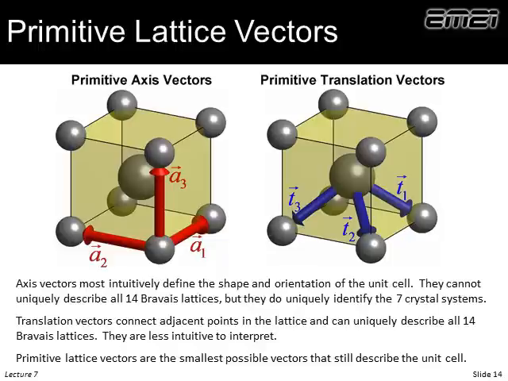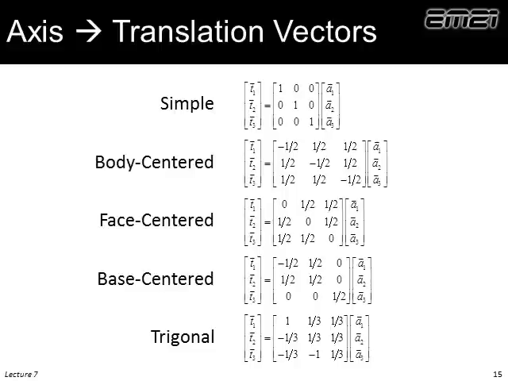Now with the primitive translation vectors, while a little bit more abstract, those do describe all 14 Bravais lattices uniquely. And we're calling these primitive lattice vectors in that they're as short as possible. They point to adjacent sites in the lattice. Now, if we know the axis vectors, which are the A's on this page, we can actually calculate translation vectors from that if we also know the symmetry that we're interested in, and that's summarized on this page.